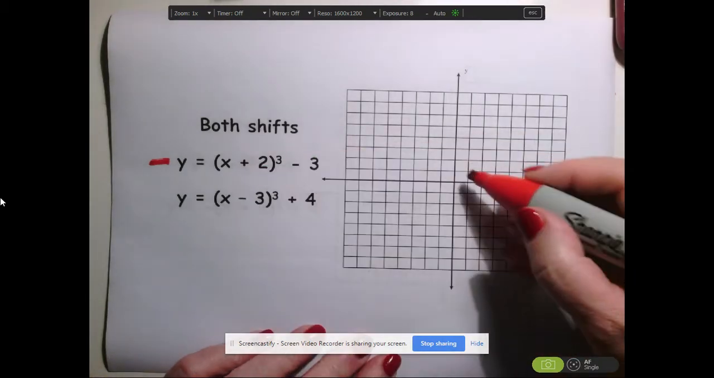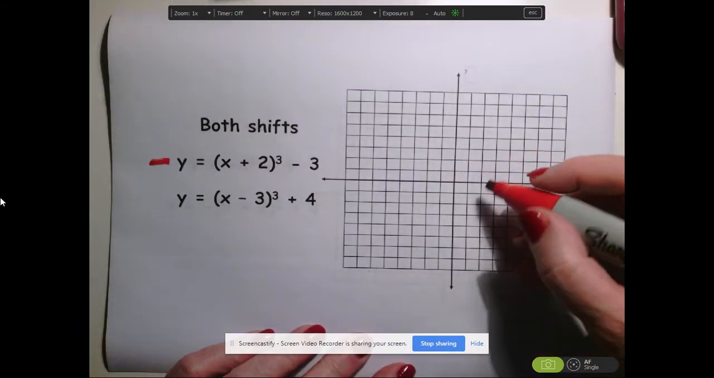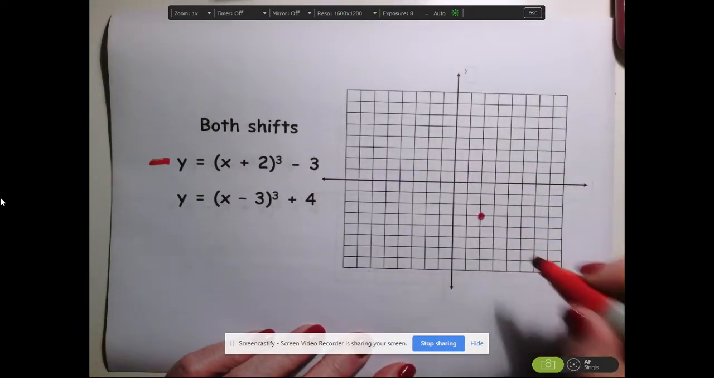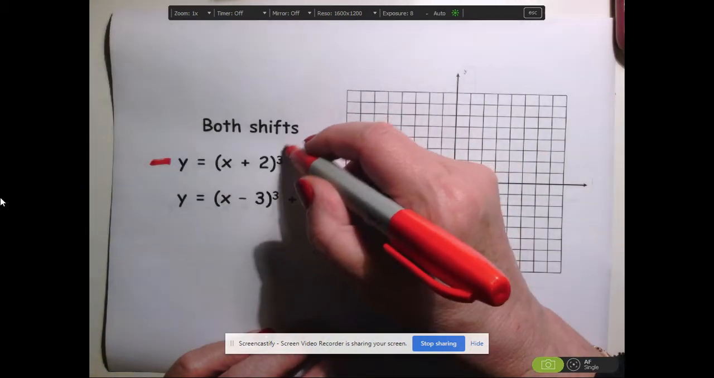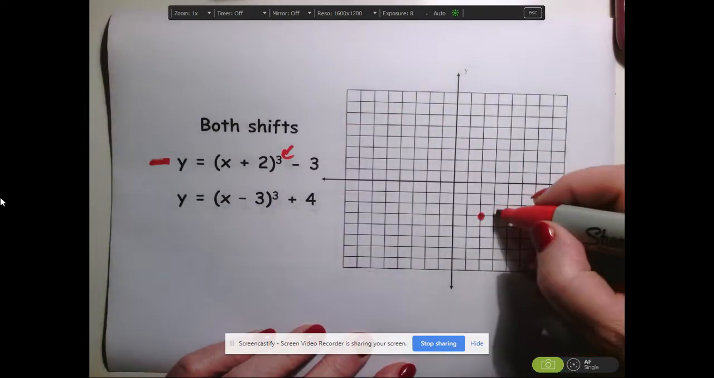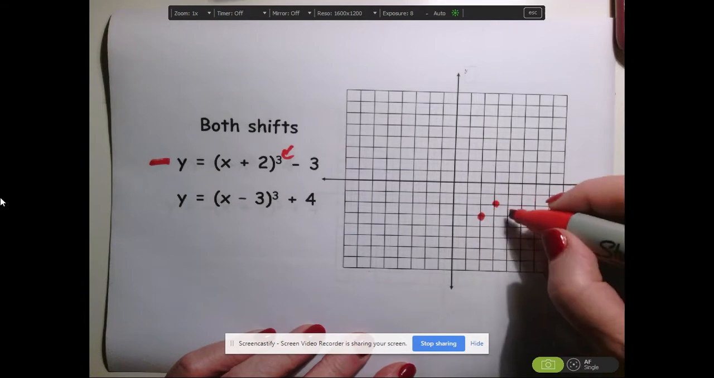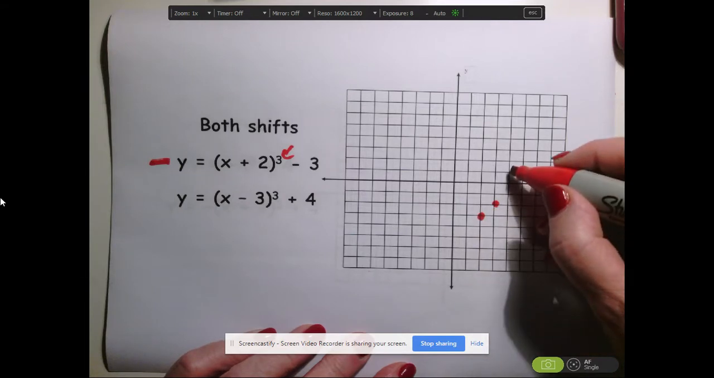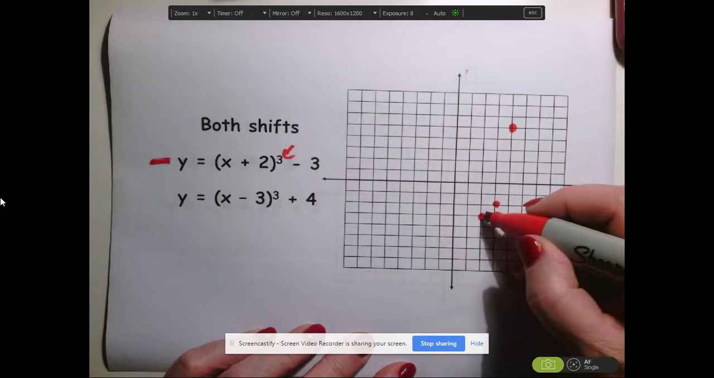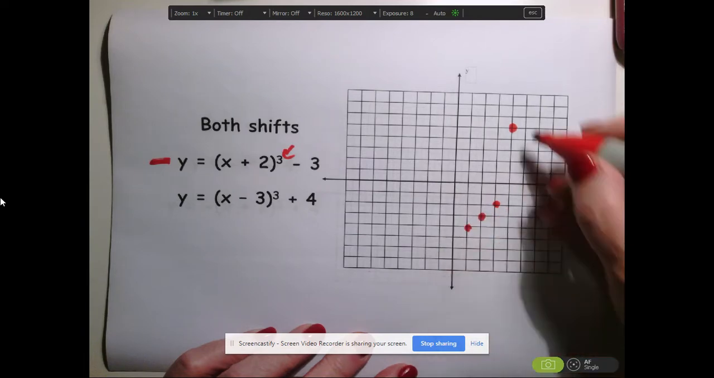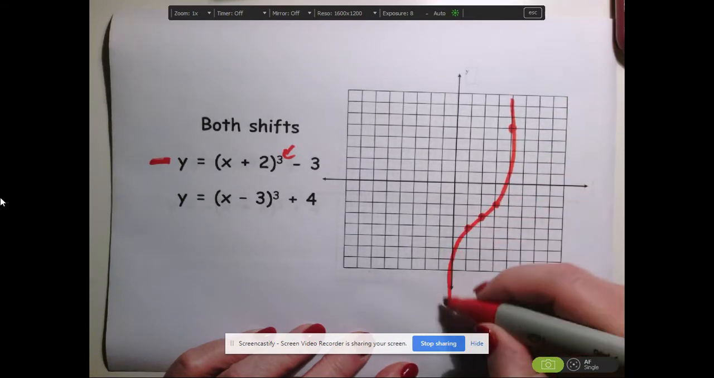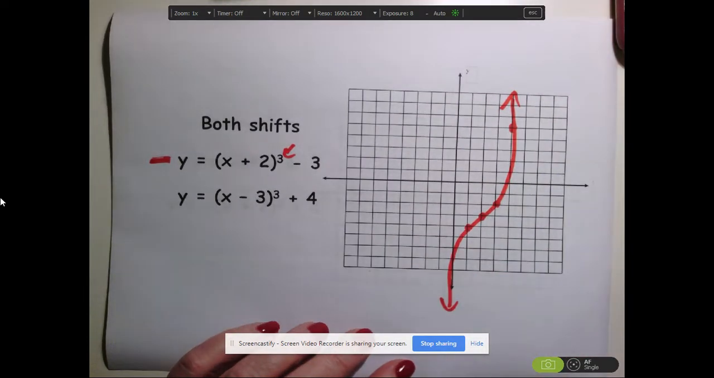My shift is going to be over 2, down 3. From this point, it's a cubic function, so I'm going to go over 1, up 1, over 2, up 8, and over 1, down 1. And again, I'll be off my graph, and I could just do my curve like that.